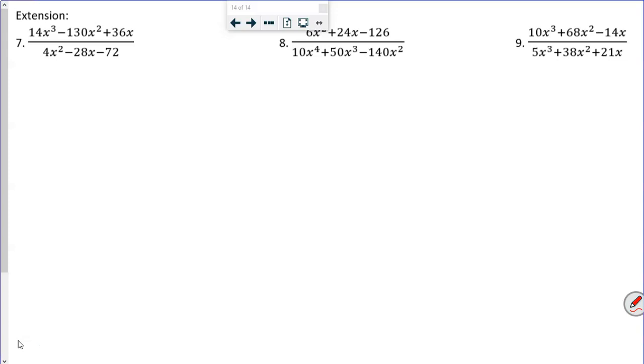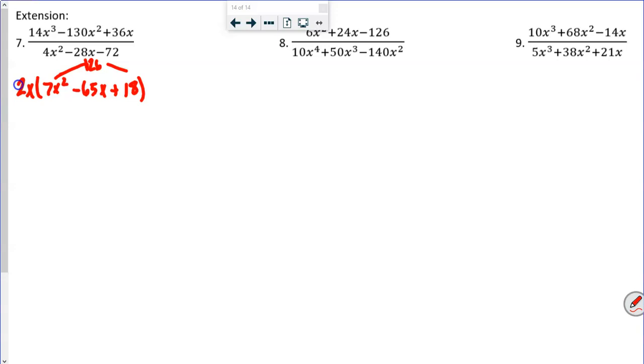So I'm going to factor that out first. So that's going to give me a 2x. That's going to give me a 7x squared minus 65x plus 18. So then I'm going to actually multiply these two together right here. So that's going to give me, what did I get? 126, okay? So I'm looking at the factors of 126 that add up to be negative 65.